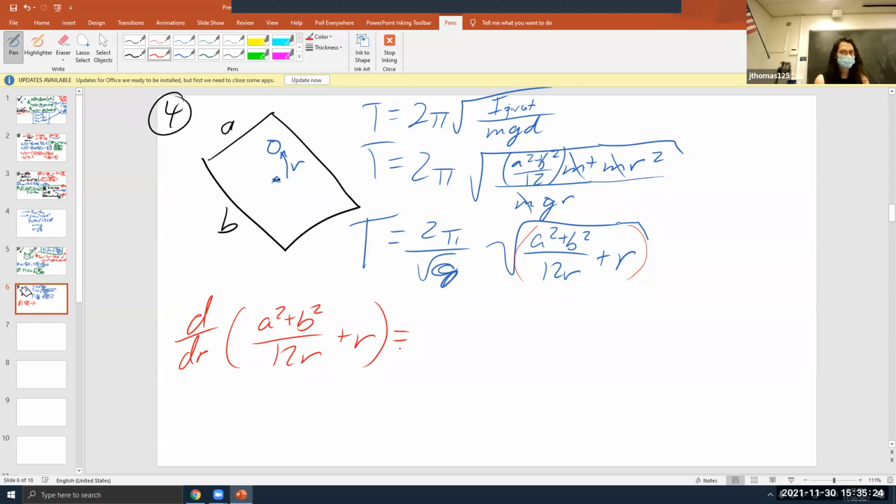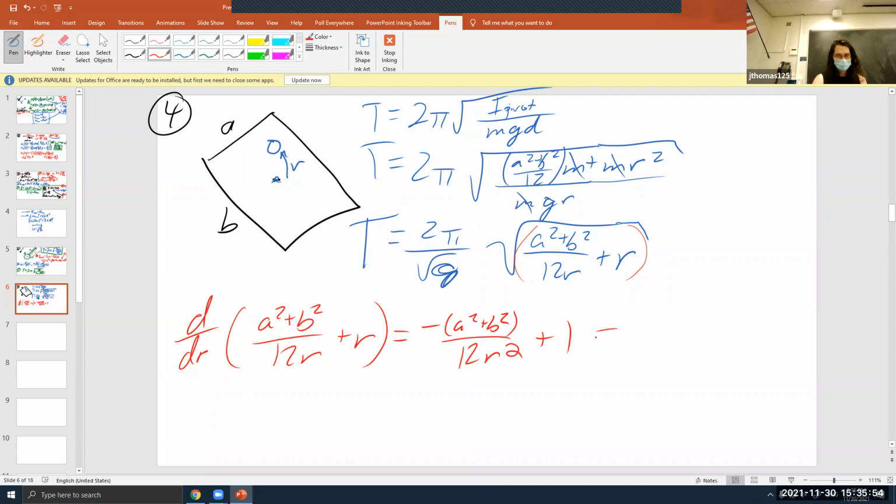Differentiating that first term, this is really some stuff times r to the negative 1. So we multiply by the negative 1 and then decrease it to negative 2. So we'll have a negative sign out front, (a squared plus b squared) on 12. Now my r to the negative 1 becomes r to the negative 2, so we have 12 r squared on the bottom. And then we'll differentiate that second term. Derivative of r is just plus 1.